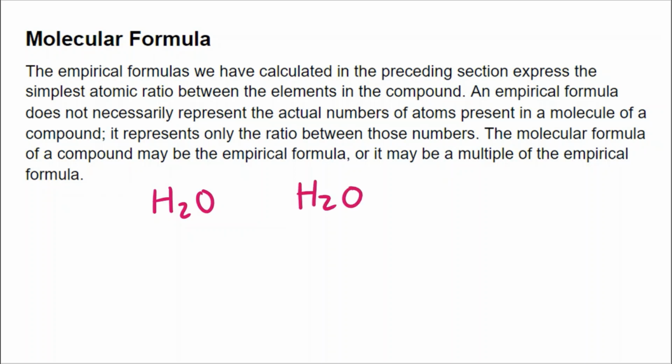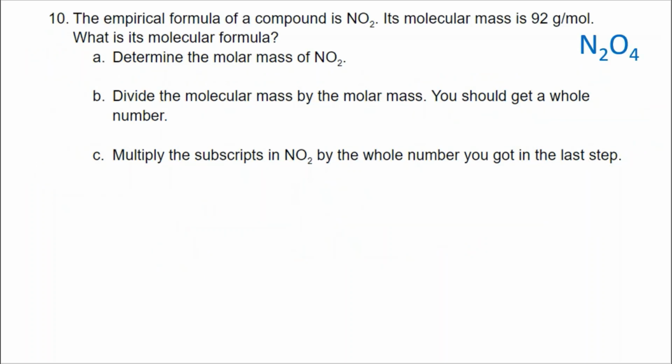Or it could be a multiple of the empirical formula. So if my empirical formula is CH3, a molecular formula could be C2H6 or C3H9. Any of those are possible. So, the empirical formula of a compound is NO2. Its molecular mass is 92 grams per mole.